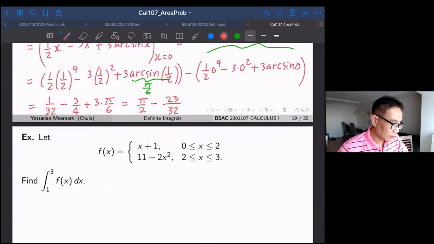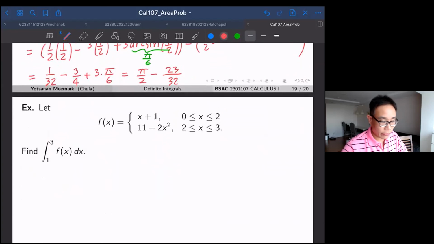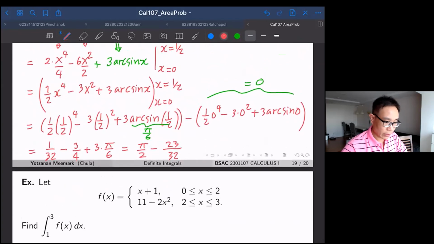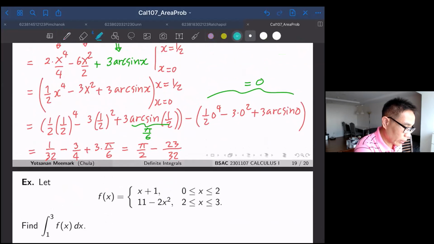Let's do the last one. You have your f of x. Let's read the question a little bit. You have your f of x equal to x plus 1 when x is between 0 and 2, and 11 minus 2x squared when x is between 2 and 3. The question wants you to find the integral from 1 to 3 of f of x dx. In this case, the function is a piecewise function, so you see that you have the blue guy and the yellow guy.